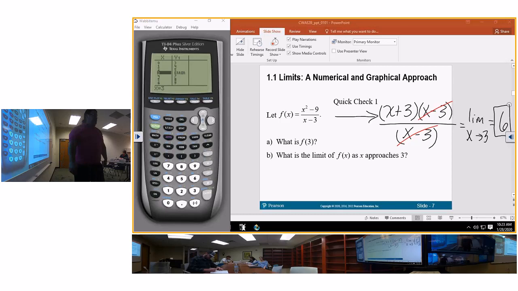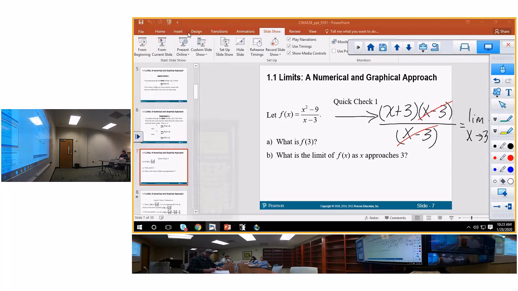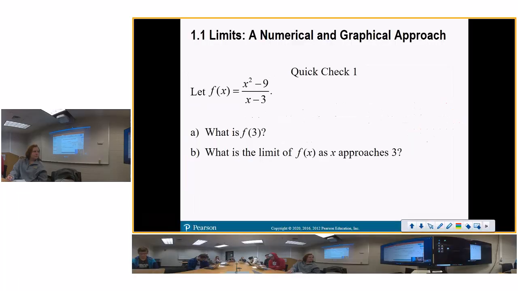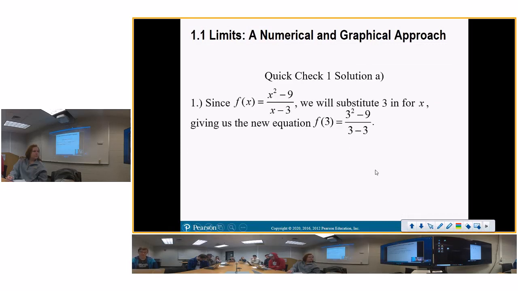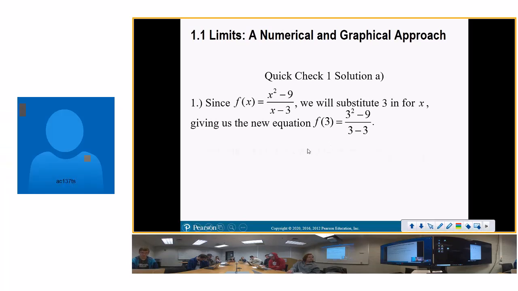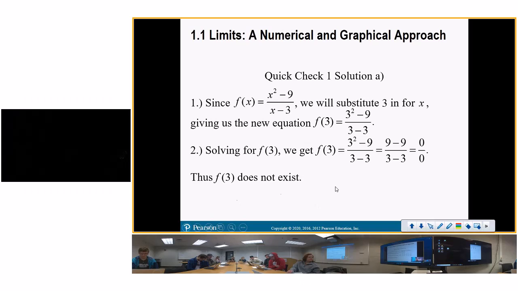But I doubt they'll ask that on this one. They may. Let's see what they do on this one. They plugged in, and the function blows up because you can't have 0 in the denominator. So f of 3 does not exist. That's why we have an error at 3.